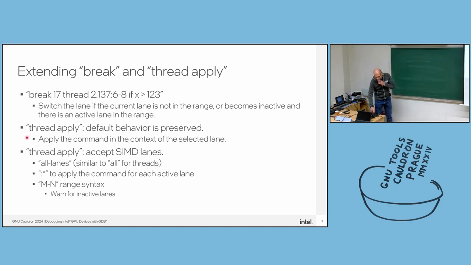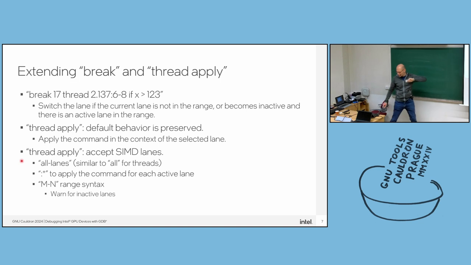The thread apply command also takes a range, a list of thread IDs. By default, its behavior is preserved, and for each thread, the given command is executed for the selected lane. So for each thread, it would be executed only once, and it would be for the selected lane. But now with the extension, it's also possible to specify SIMD lanes. You can use the asterisk in order to say, okay, it should be applied for each active lane. You can give a range syntax, or there is all lanes.